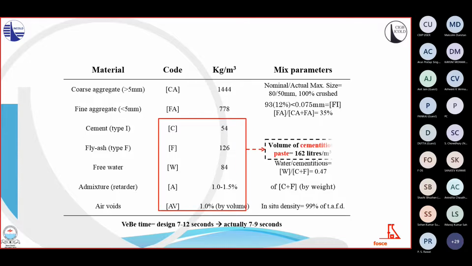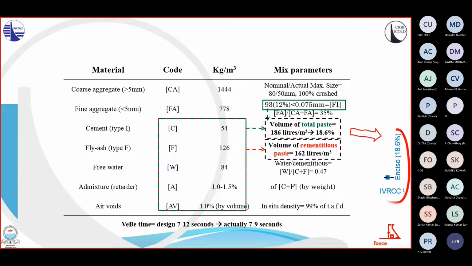Well, transforming these weights into volume by dividing each respective value by the respective specific gravity and summing them up, we obtain the volume of cementitious paste, which in this case results in 162 liters per cubic meter. And if the aggregate fines minus 75 microns are added by volume to this sum, then we obtain the total paste of 186 liters per cubic meter. And this is where the 18.6% shown in the previous slide comes from.